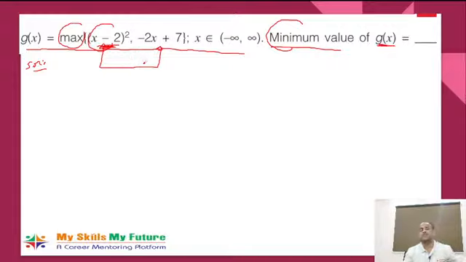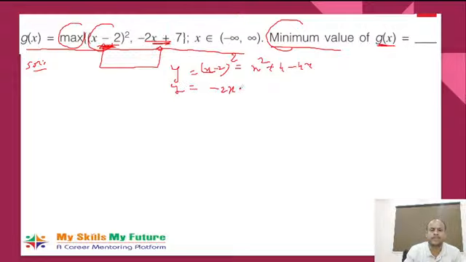How to calculate the intersection points? Where this curve and this curve are equal. I take the first curve, y is equal to x minus 2 whole square. This is some parabola. If you expand this using the formula a square plus b square minus 2ab, you will get x square plus 4 minus 4x. Now the second curve is y is equal to minus 2x plus 7. To find where these two curves intersect, just equate them. So x square plus 4 minus 4x equals minus 2x plus 7.